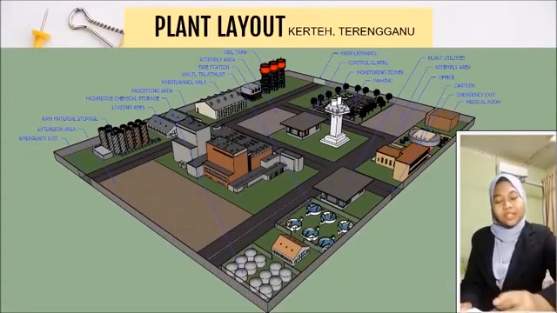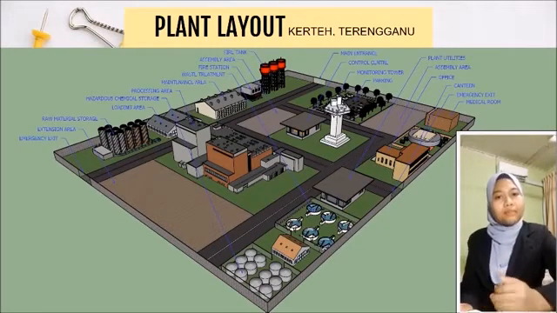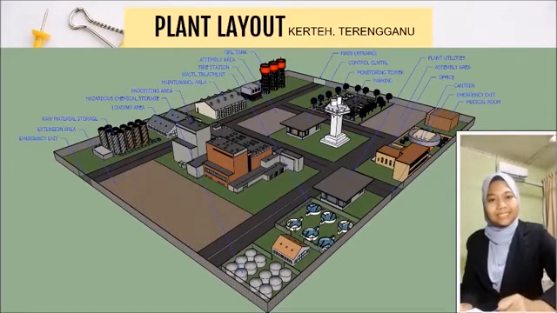Here is my 3D drawing, and in the drawing you can see we have 2 emergency exits, which are located at the back and the right side of the plant. We also have a monitoring tower to monitor all the activities or any situation that may happen in the plant.